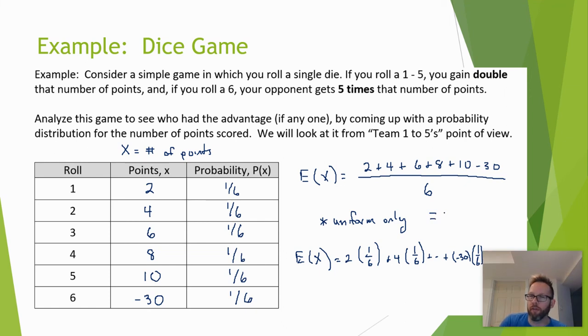2 plus 4 plus 6 plus 8 plus 10 is actually equal to 30. And 30 minus 30 is 0. So you get 0 out of 6, you get 0. So this is a fair game. Sometimes we'll gain points. Other times our opponent will, and so we'll fall far behind. But what we've shown is that this is a fair game because the expected value is 0.